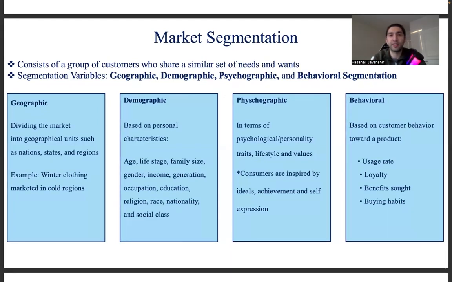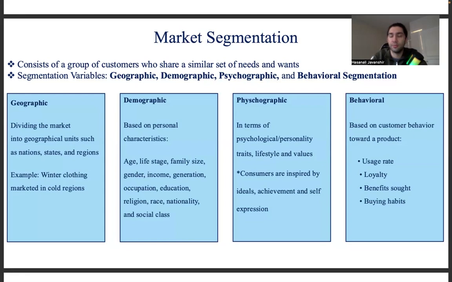Then comes geographic segmentation, which is dividing the market into geographical units such as nations, states, and regions. One example: winter clothing is marketed in the cold regions rather than the hot states. Then comes demographic segmentation, which is based on personal characteristics such as age, life stage, family size, occupation, education, race, and nationality. One example: high-end luxury brand cars are targeted to high income earners.